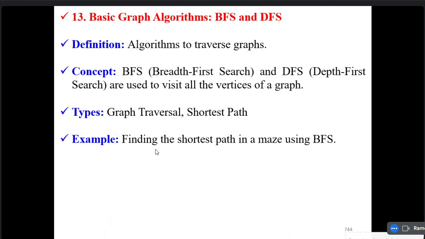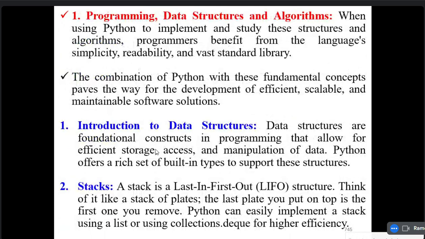Last in, first out principle is used to visit all the vertices of a graph. Vertices means nodes. A node is a combination of value and address. So you need to know the graph traversal types, like BFS and DFS, and shortest path algorithms are also used. Finding the shortest path in a maze using BFS, there we are using the queue principle.